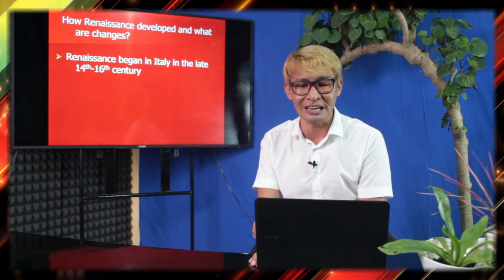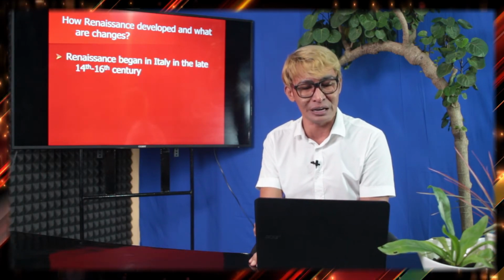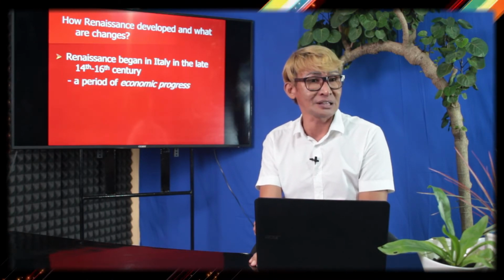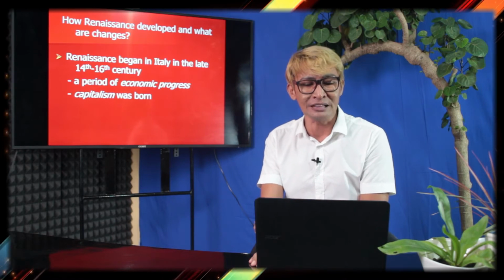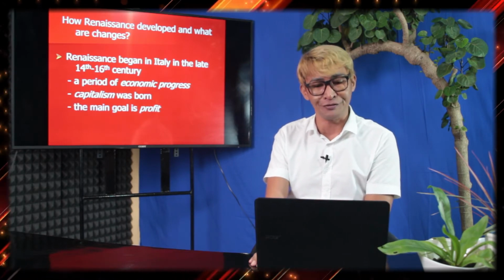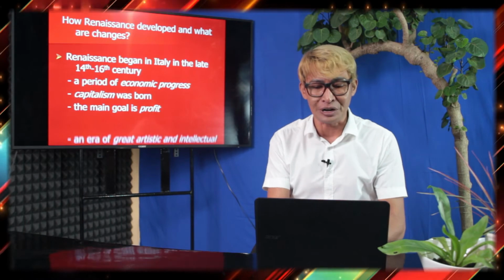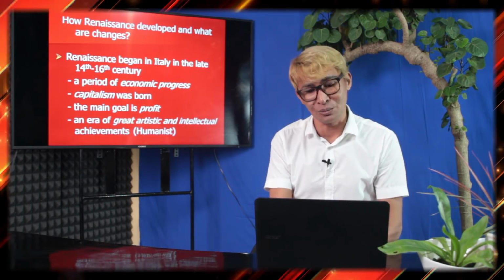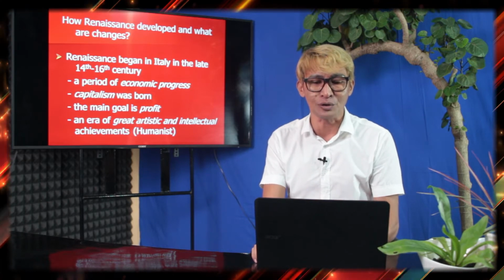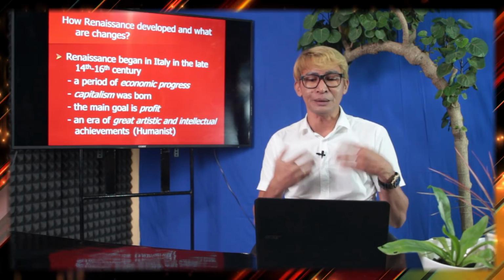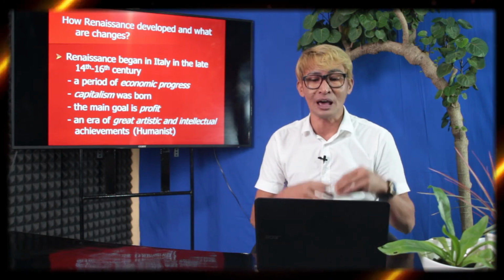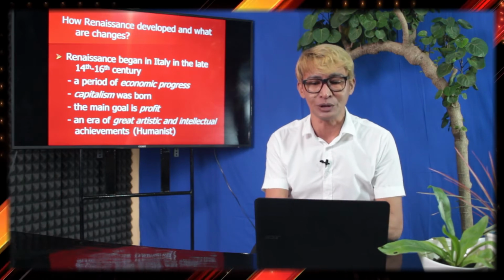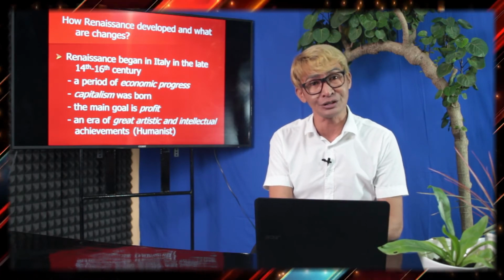Renaissance began in Italy in the late 14th to 16th century. It is a period of economic progress. Capitalism was born, and the main goal is to have a profit. This is an era of great artistic and intellectual achievements. So Renaissance is humanist. Now talking of economic progress, society produced higher value. When we say higher value, more or better, no? Goods and services with the use of the same or equivalent resources.